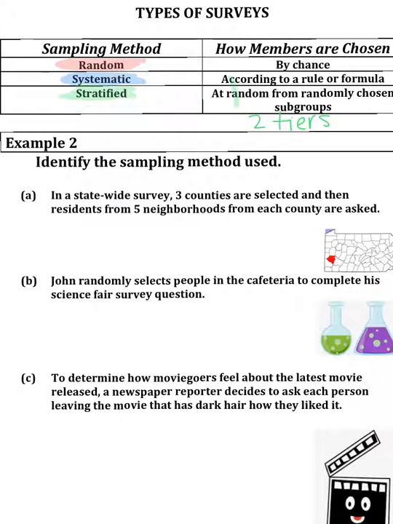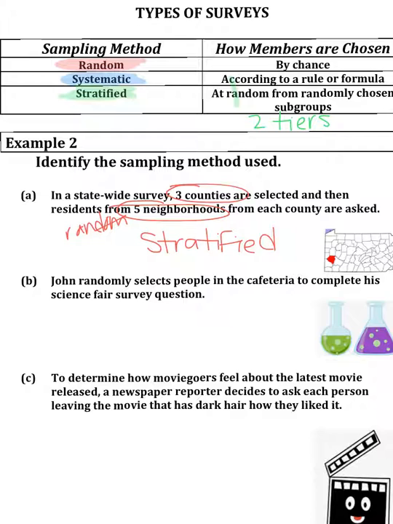Okay, so in a statewide survey, 3 counties are selected, and then residents from 5 neighborhoods from each county are asked. So there's a statewide survey. We can first see that it's broken up into subgroups, the 3 counties, and then specifically the residents of 5 neighborhoods. And we assume that that's a random selection of residents. So if that's the case, this is 2 groups of random samplings, which would make it stratified.